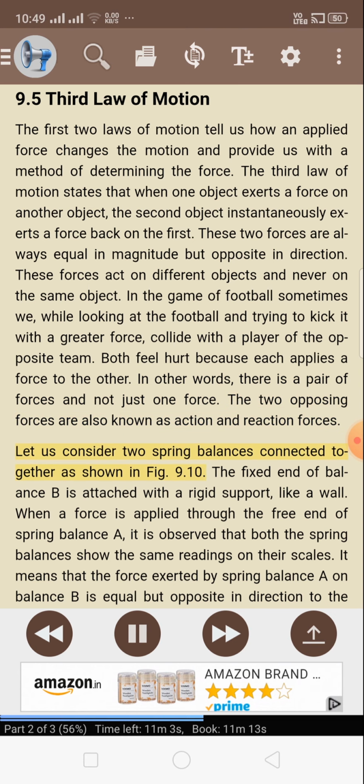Let us consider two spring balances connected together as shown in Figure 9.10. The fixed end of balance B is attached to a rigid support like a wall. When a force is applied through the free end of spring balance A, it is observed that both the spring balances show the same readings on the scales.